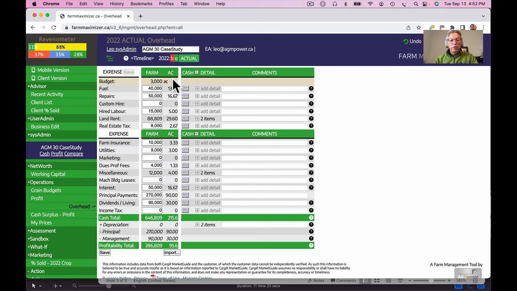I hope this helps you understand the importance of overhead and that it's worthwhile getting your farm's numbers into the farm model.